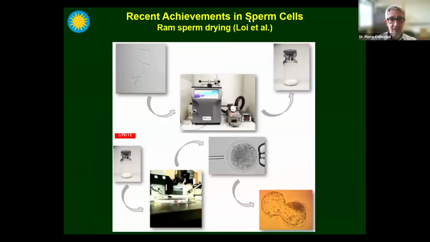In terms of other species, my colleague Pasqualino Loi in Italy, in collaboration with Amir Arav, who will be speaking just after me, has also been studying the same kind of approach for other mammalian species like sheep, and they have obtained very interesting results in lyophilizing sheep sperm.